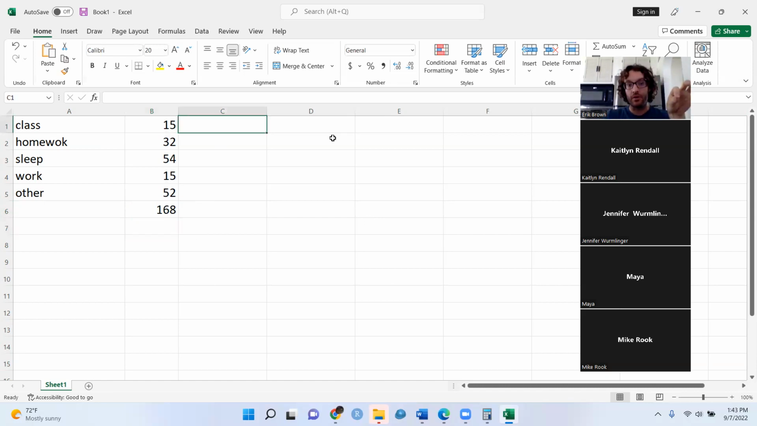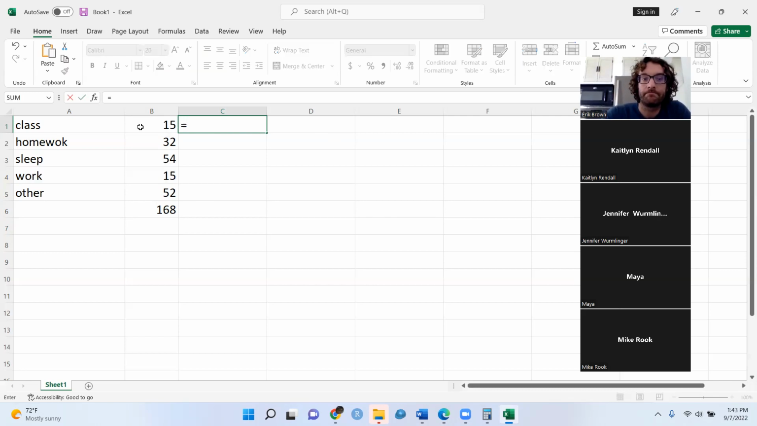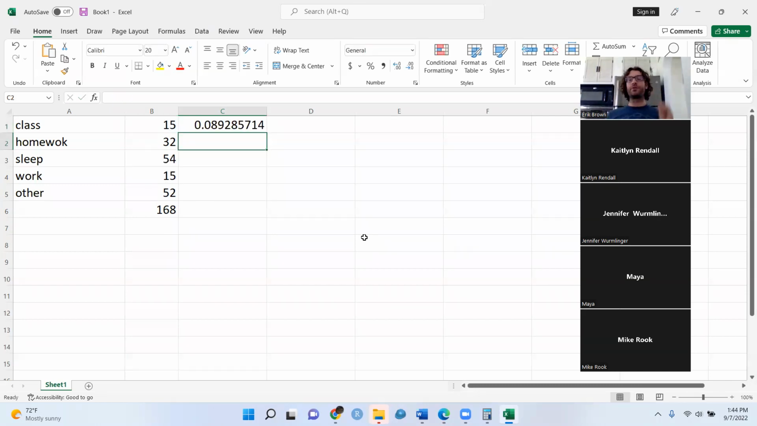Now, what we wanted to do is calculate the part, so the 15 divided by the whole. So let's do that. We're going to do the equal button. Then I'm going to select the cell, and there's a particular reason why I want to do that. I'm going to hit the division button. That's shift question mark, or if you have a number pad on your laptop, it's the button above 8. And then I'm just going to put in 168. When I hit enter, there is the decimal version of the percent. 0.089285714.